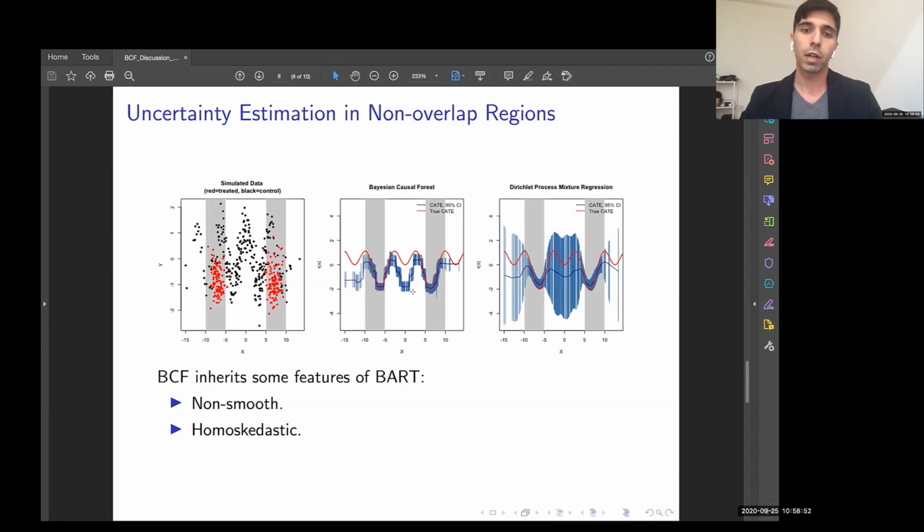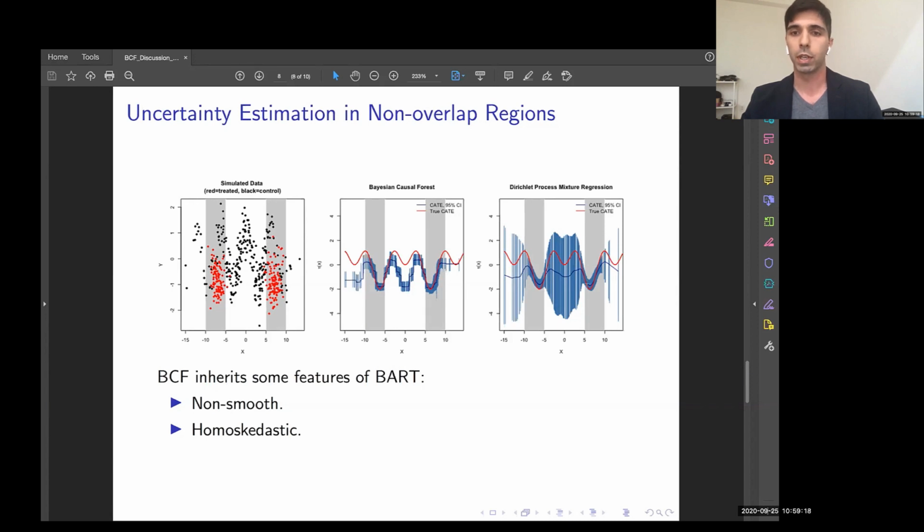And it's also non-smooth, right? You can see in this non-overlap region here, we're predicting the same value, the same treatment effect, across some substantially different values of X. And this is undesirable because we might believe that if you have a little bit of a different X value, you should also have a little bit of a different treatment effect value. So this behavior is largely due to the step function behavior of BART.